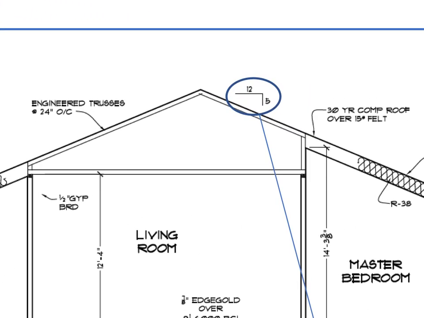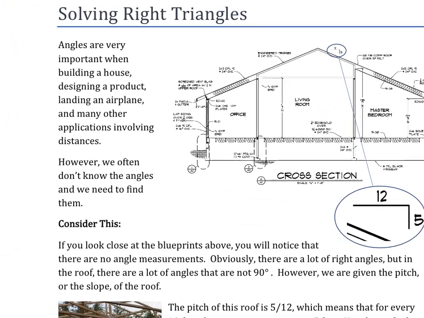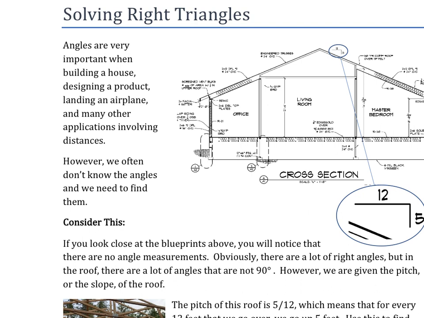Now, there is something here, and that would be this slope right here. This is called the roof pitch, or the slope. And here it says that we have a roof pitch in this particular house that is 5/12, they call it. They say it's 5/12, which means 5 over 12. And so that's the rise and the run, the slope or the pitch of the roof.